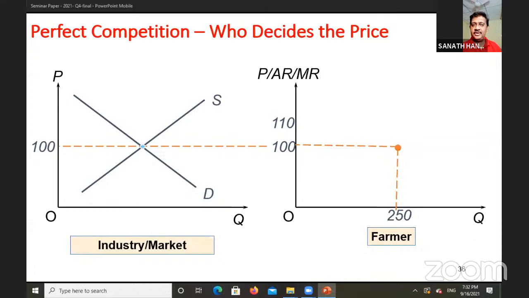Because you don't have perfect knowledge. But when your father goes to the market to buy vegetables, your father never pays 110, because the father knows about the market. The mother knows about the market.